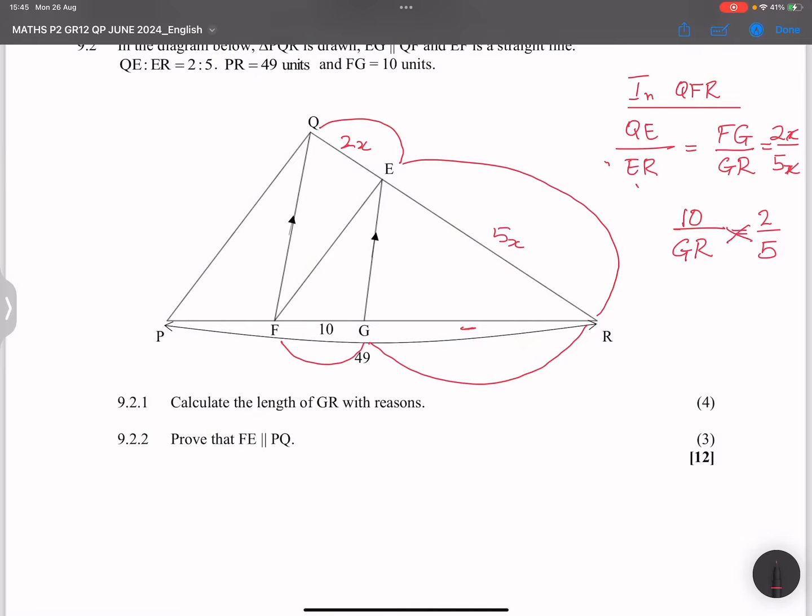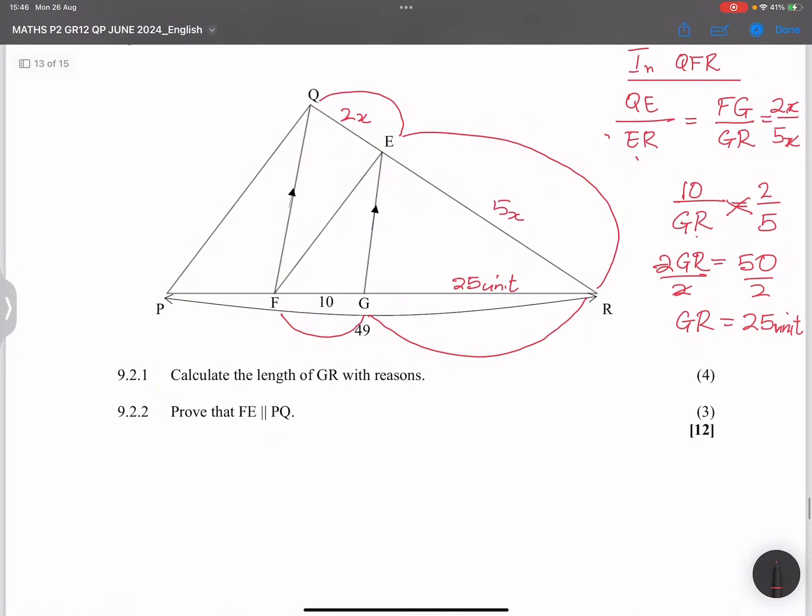And if we cross multiply, 2 times GR, that's 2GR, which is equal to 10 times 5, which is 50. If we divide both sides by 2, then we see that GR is 25 units. All right. So this means the length of GR is 25 units. All right, now they say prove that FE is parallel to PQ.